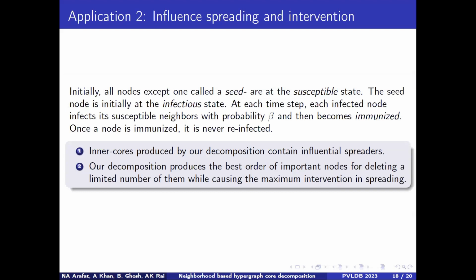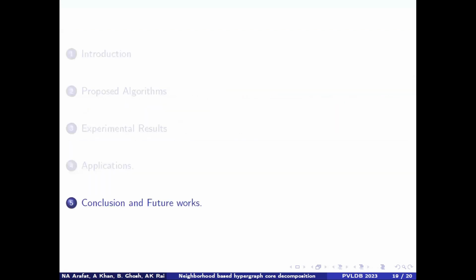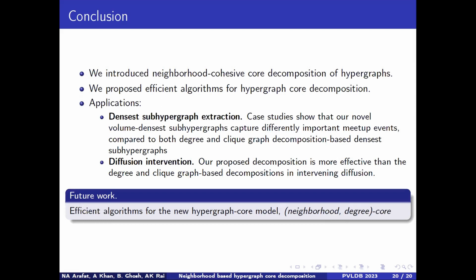We also demonstrate applications of our method in influence spreading and intervention. We show that inner cores produced by our decomposition method contain influential spreaders. Our decomposition produces the best order of important nodes for deleting a limited number of them while causing the maximum intervention in disease spreading. So in conclusion, in this paper, we introduced a new problem, neighborhood-based hypergraph core decomposition, and we also proposed three novel algorithms. We also discussed its application in volume densest subhypergraph discovery and influence diffusion intervention.